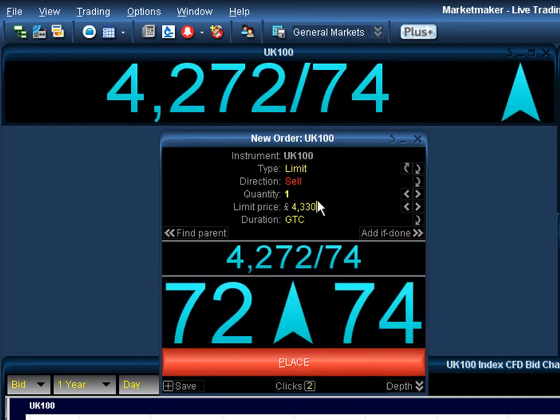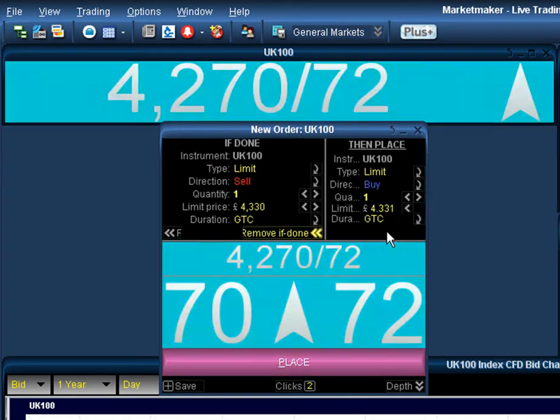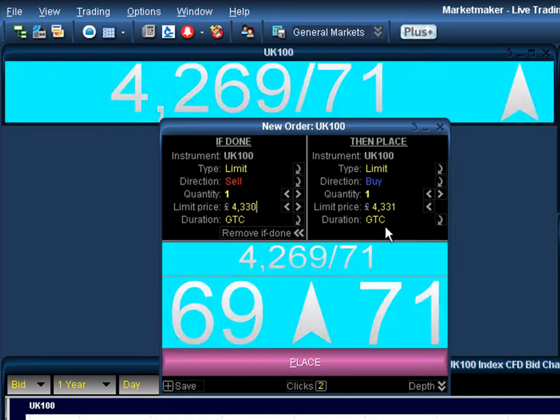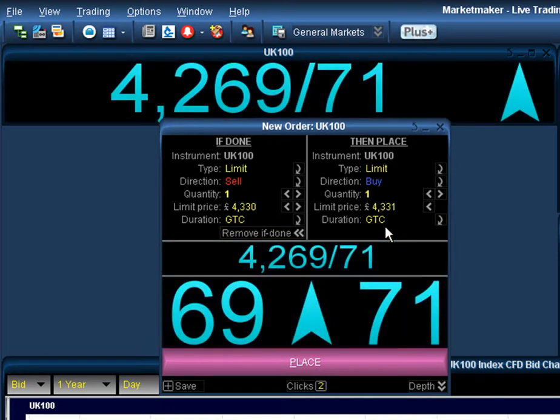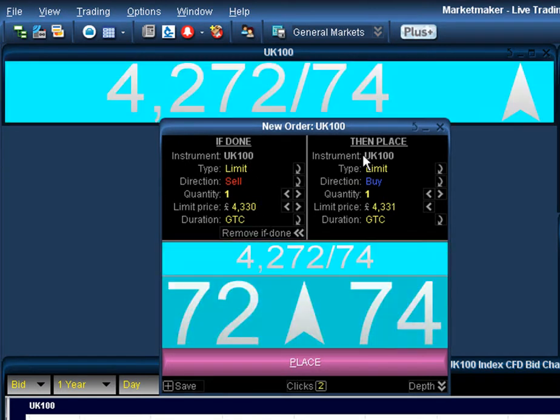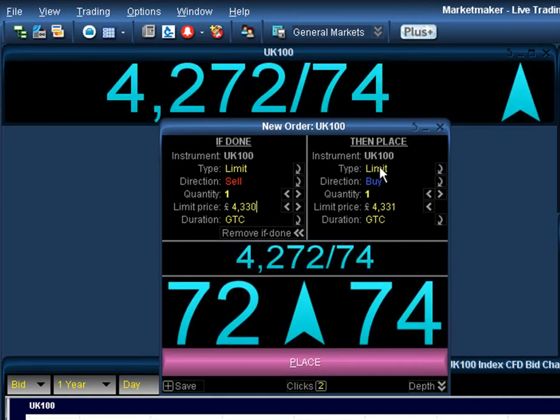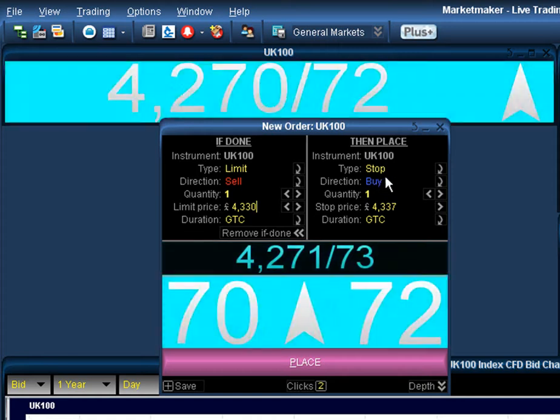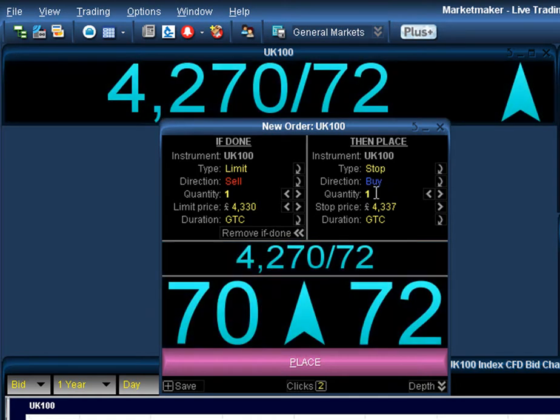So what we like to do is also add what we call an add if done. If I click on add if done, the order ticket will then have an additional area where we can place our stop loss. It says if this order is placed at 4,330, then place this additional order, being a stop loss. So we change the type of order to a stop. Now because we initially went short, we need to buy this instrument back to get out of the trade. So we leave it as buy, the quantity exactly the same, and then we put a stop loss price in.